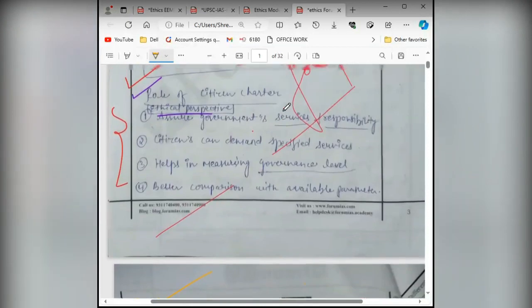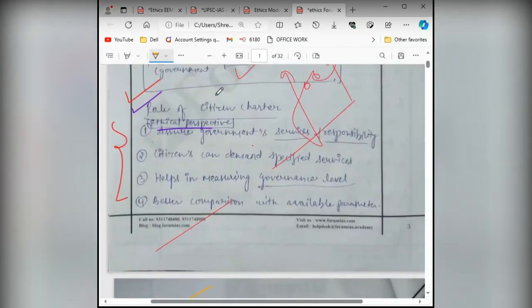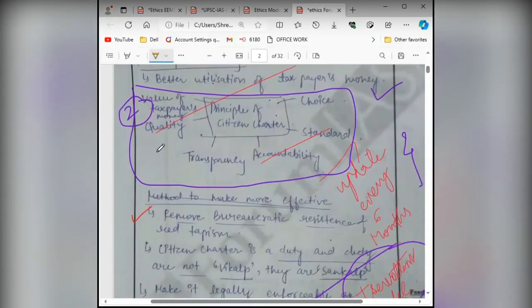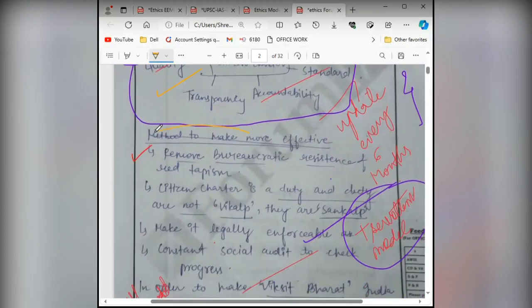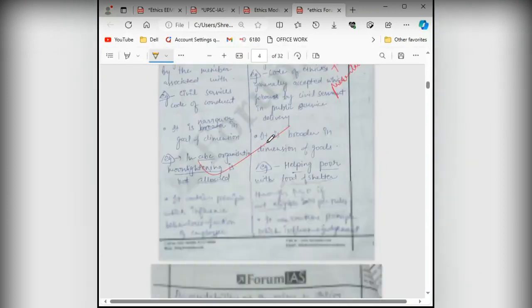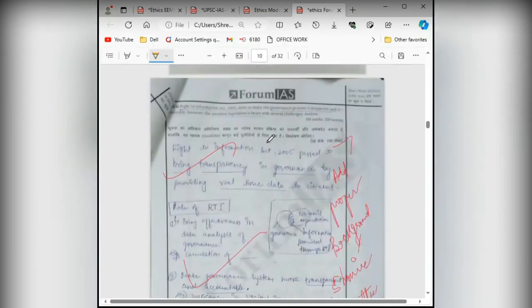She was really to the point when it comes to answers. You can see she has given a single heading, like role of the citizen charter. Then she mentioned the organizational perspective, then made a diagram, followed by the method to make it more effective. This is one question, and likewise she has written many answers. Let me show you one more question here.